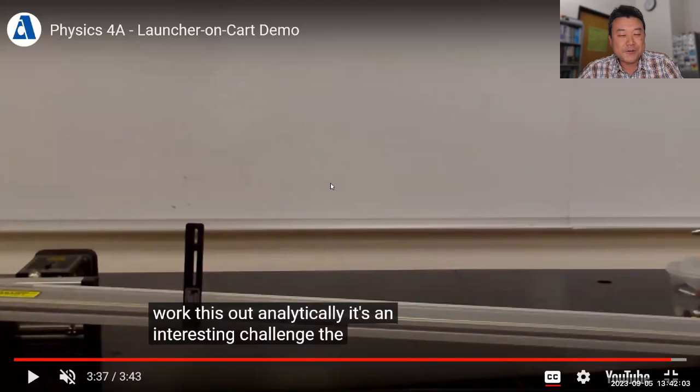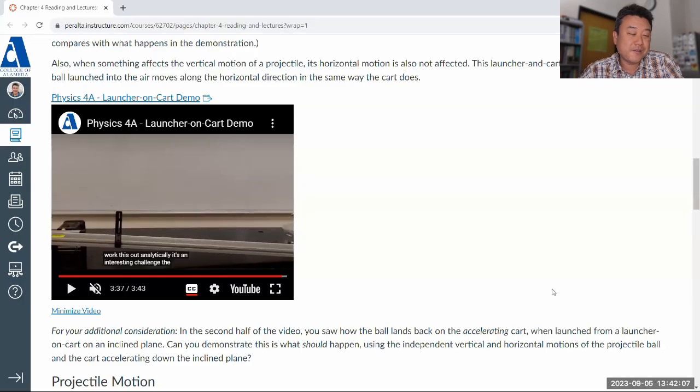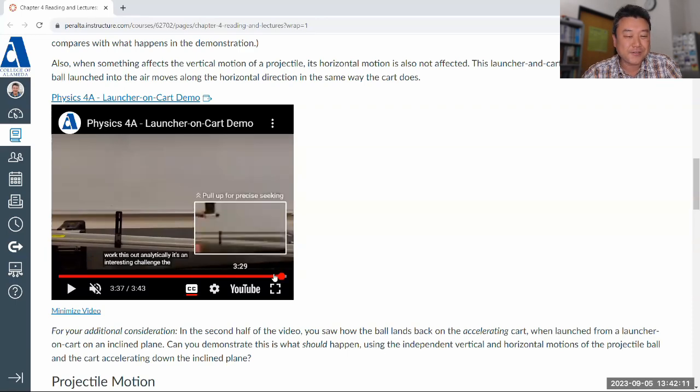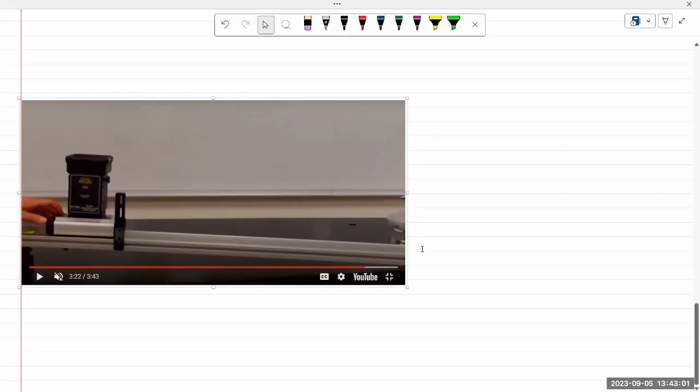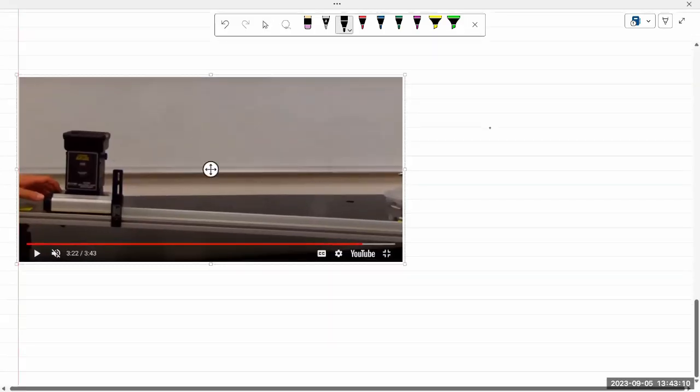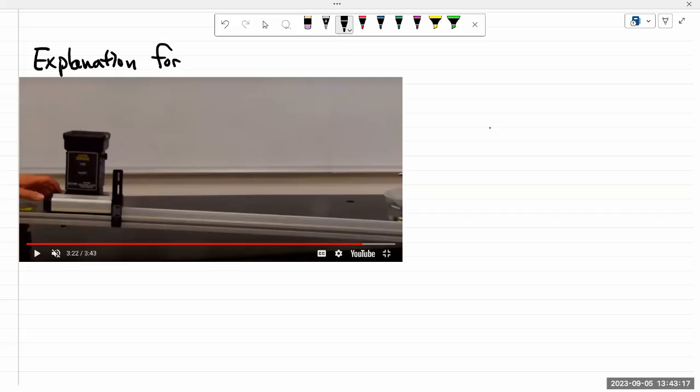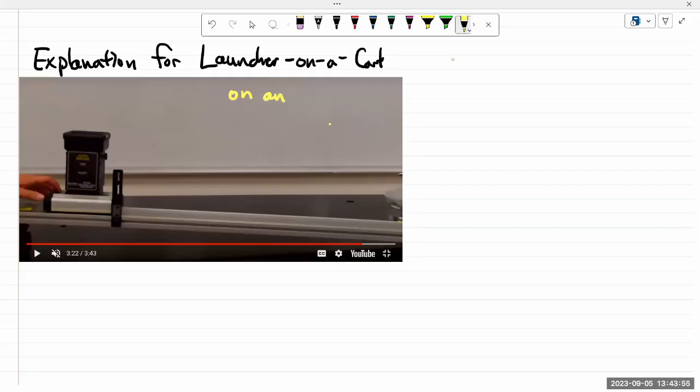So since we know experimentally how it should happen, there must be a theoretical explanation. So let's try to do that theoretical explanation. Explanation for launcher on a cart on an inclined plane or track.